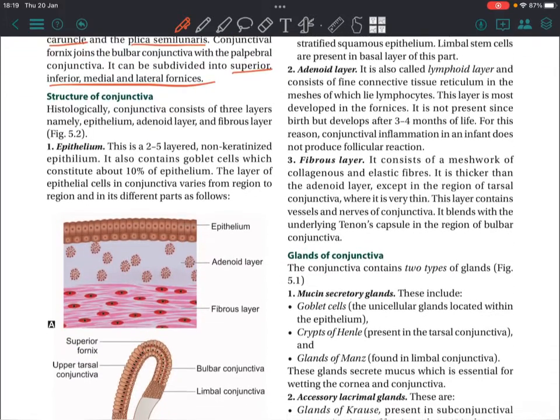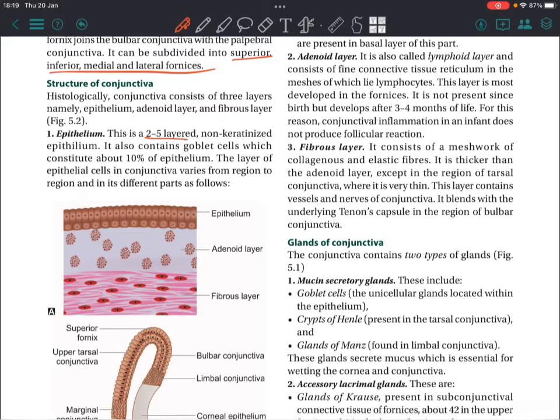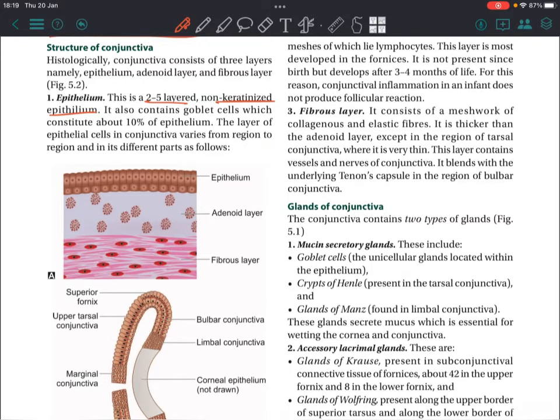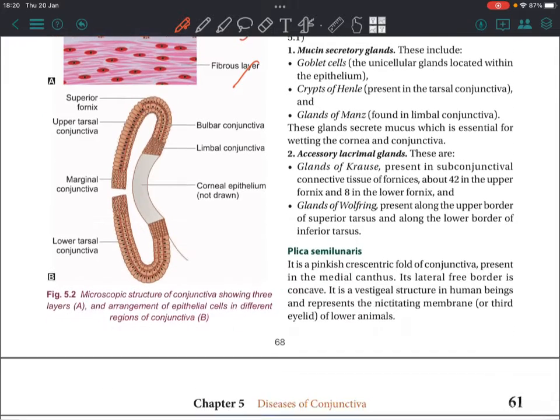Structure of conjunctiva. Epithelium. This is a 2 to 5 layered non-keratinized epithelium. It also contains goblet cells which constitute about 10% of the epithelium. The number of epithelial cell layers in conjunctiva varies from region to region. Epithelium, adenoid layer, fibrous layer.